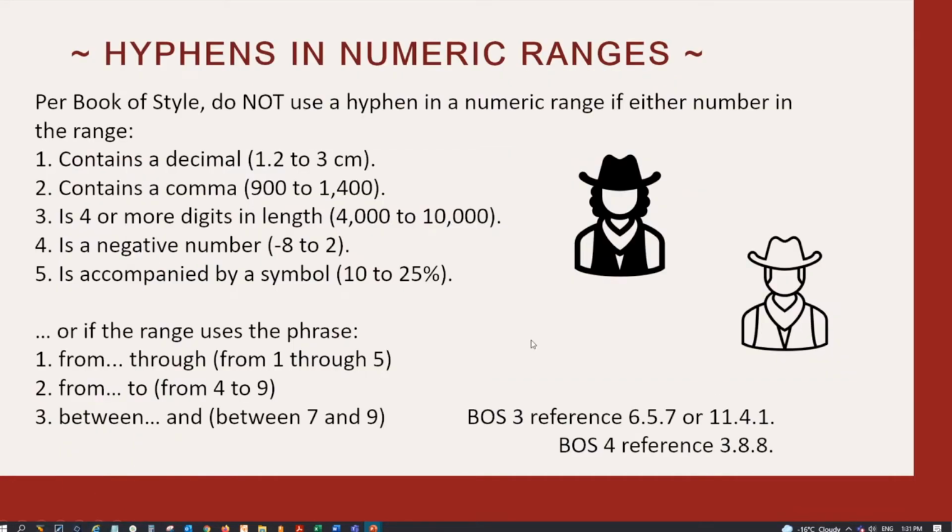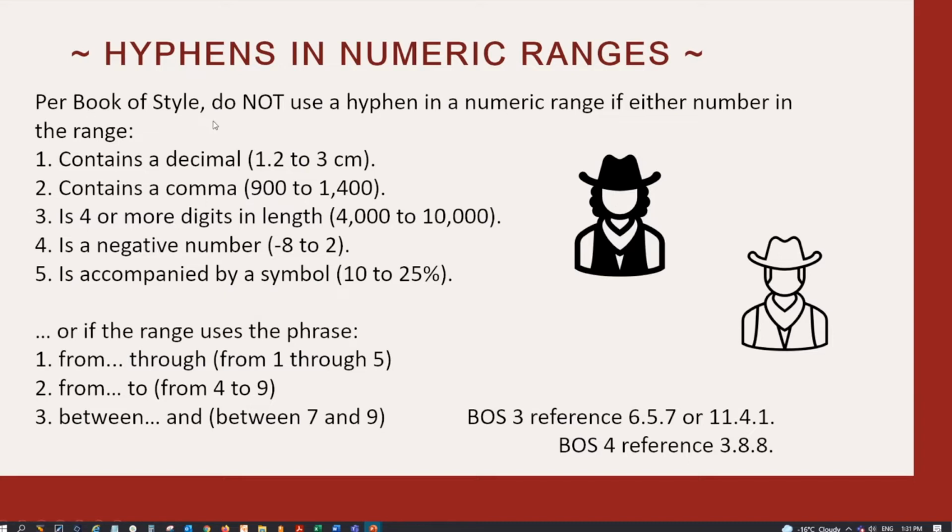Okay, so I want to talk about numeric ranges as well. You may wonder why I have cowboys there. I've always called these the range rules in my head, so I always think of cowboys. Anyways, what these are is when to use a hyphen in a numeric range and when not to. I've reworded this a little bit so that it makes more sense to me.